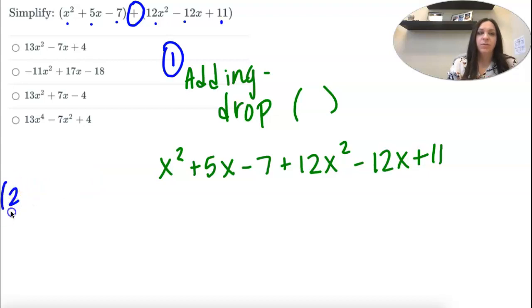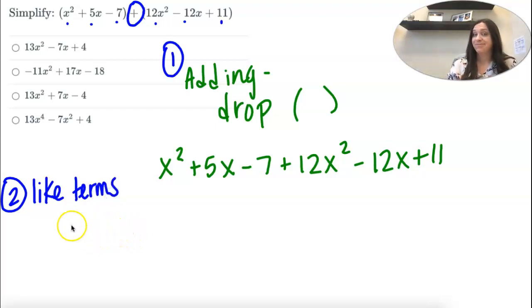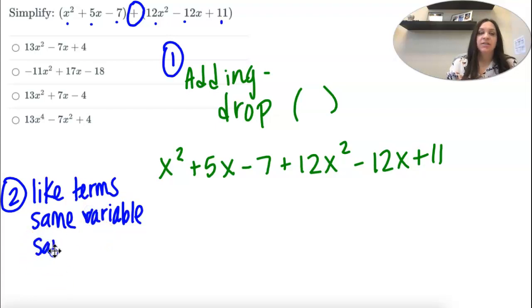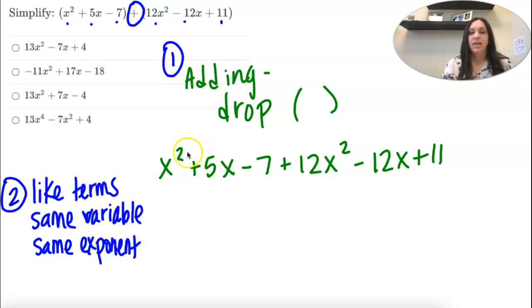Step 2, combine like terms. What are like terms? So like terms are same variable. So x, y, it's the letter. And then same exponent. Okay, so here I have an x squared. Then I'm going to go through and find the other x squared. Variables x, exponent is the 2. And I'm going to add these.